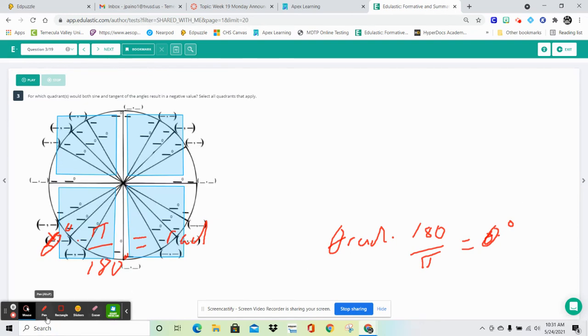I'd like to clear, how do I clear all that? Last time it just went away.